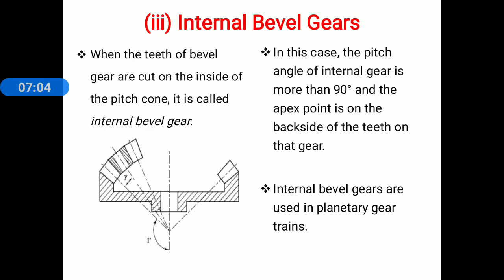Third one, the special category of bevel gear. Third type, internal bevel gears. Again, everyone observe the sketch carefully. When the teeth of a bevel gear are cut on the inside of the pitch cone, it is called internal bevel gear. In this case, the pitch angle of the internal gear is more than 90 degrees and the apex point is on the back side of the teeth on that gear.